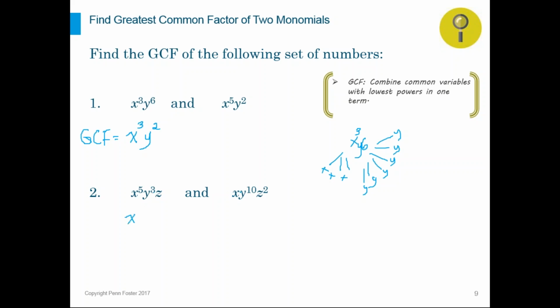y to the third and y to the 10th, then y to the third is the lowest power. z to the first, of course, and z to the second, then z would be part of our greatest common factor, and that would be your final answer. That's it. It's easier than the tree method in this case when you only deal with variables.